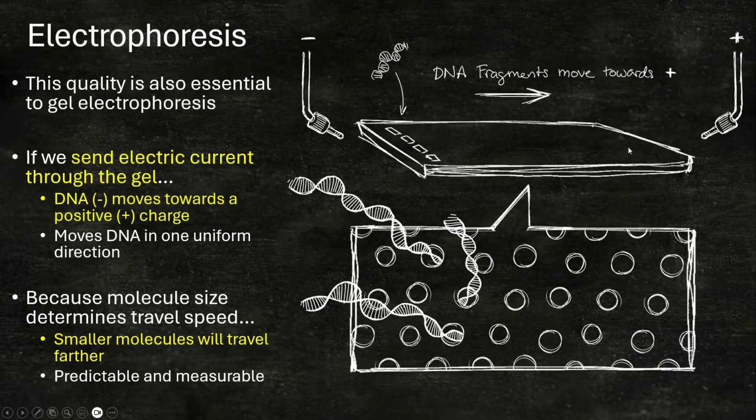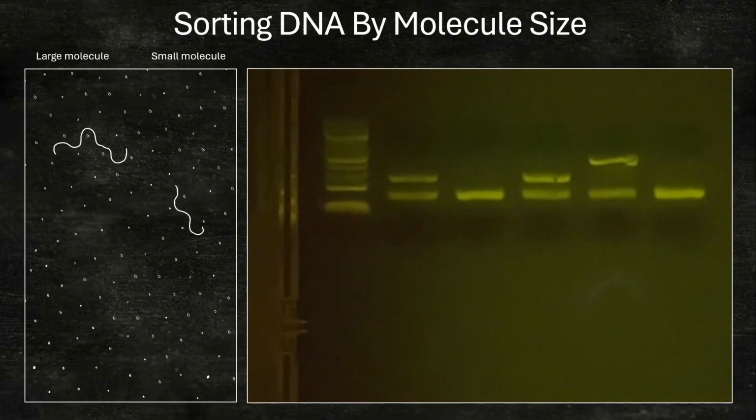And because molecule size determines the travel speed, we're going to find that smaller molecules are going to travel farther through this gel than larger ones. So the larger the molecule, the closer it is to the starting point. The smaller the molecule is, the further it will have traveled. It's also extremely predictable and measurable. We can actually measure how large a molecule is by how far it's traveled through the gel relative to other molecules. This is what this process looks like.